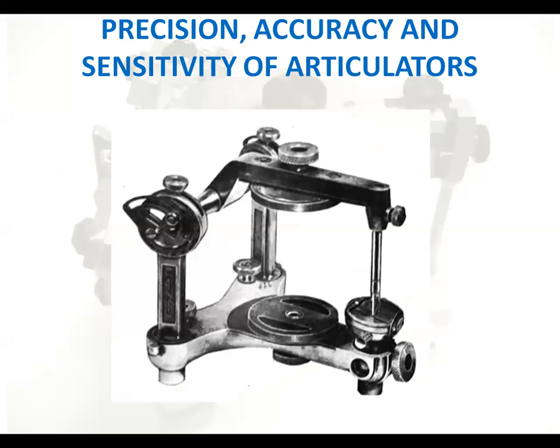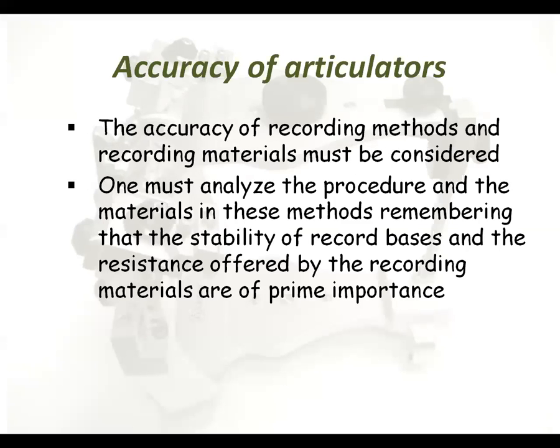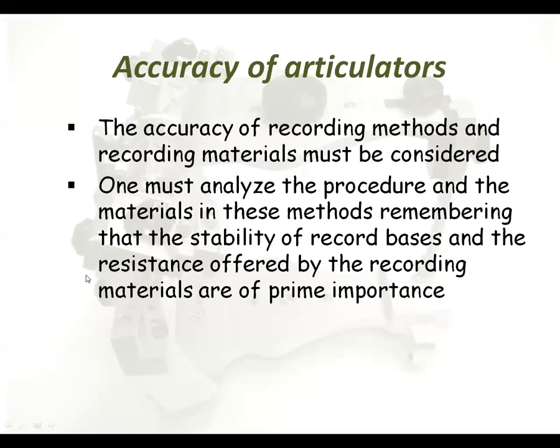Okay. Now we come to the precision, accuracy, and sensitivity of the articulator. No instrument is effective unless it is accurate. To adjust all the records, there will be errors in any maxillomandibular relations, and that can be reproduced with the help of the tooth relation and the tooth movement. This is the accuracy part of the articulator. There are various procedures which can lead to errors in the fabrication of prosthesis. The first thing is very important: there should not be any tooth related or tooth movement error present in the articulator.